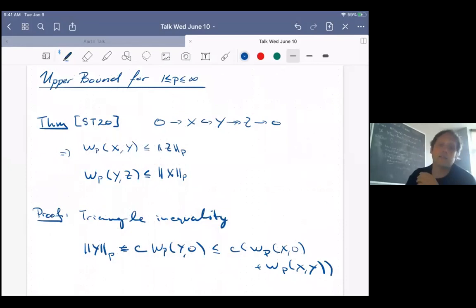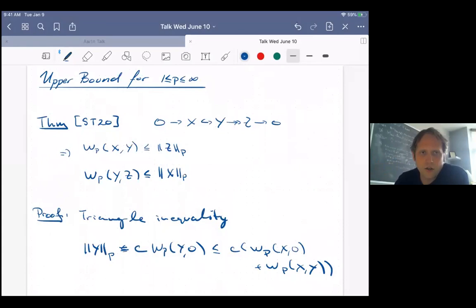And then one can rearrange these things in the right way in order to get the upper bound, right? And this holds for basically all p greater than or equal to one. So this upper bound, I think, is kind of the same idea as before. You just need to work harder, and it's a little less clear because of this connection with Wasserstein distance.